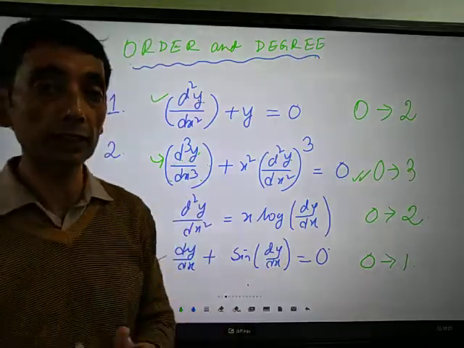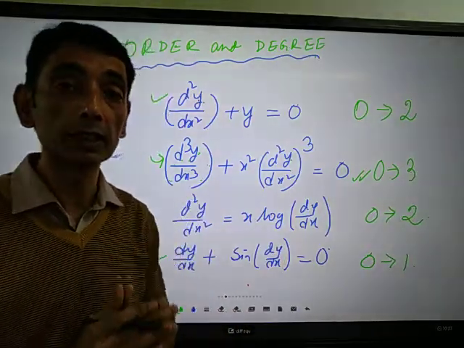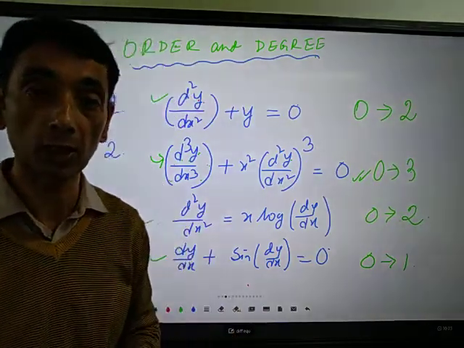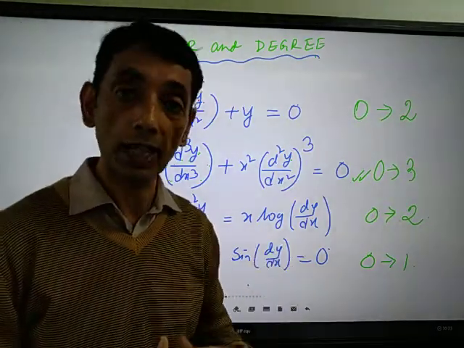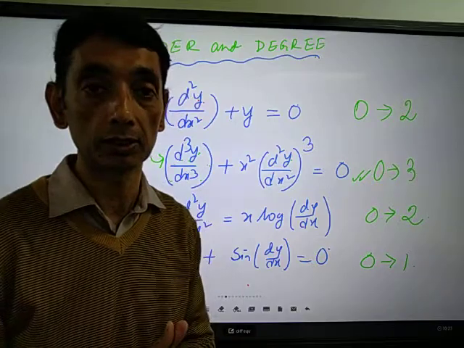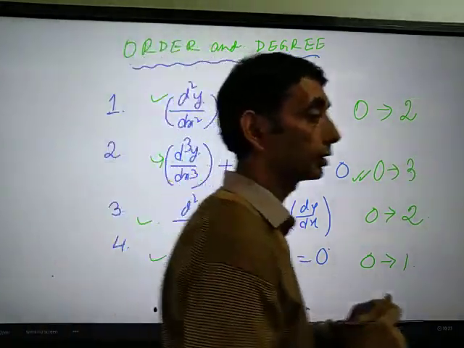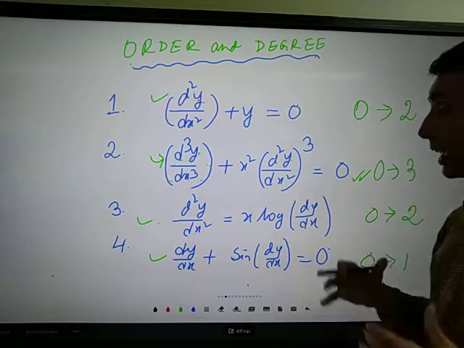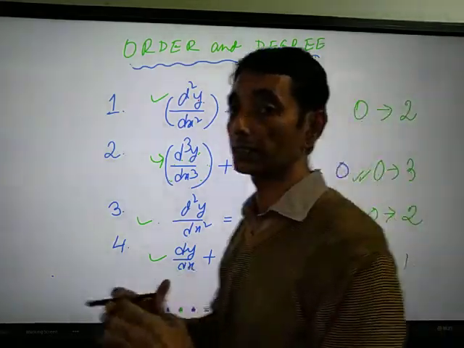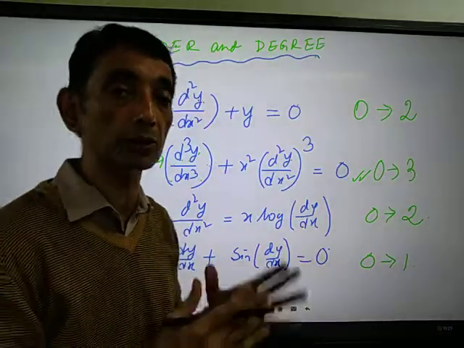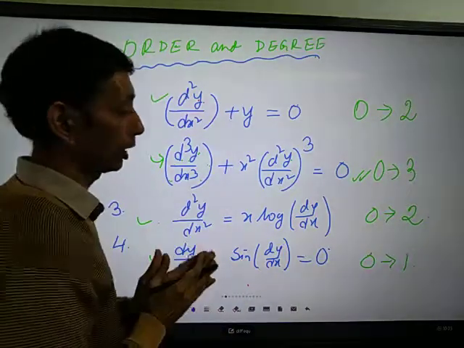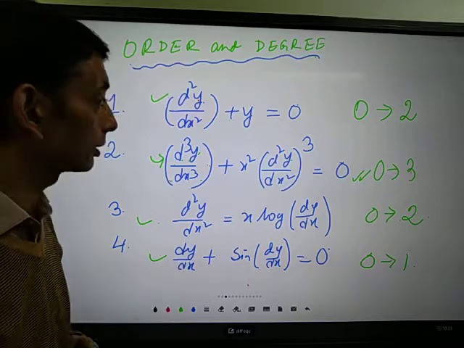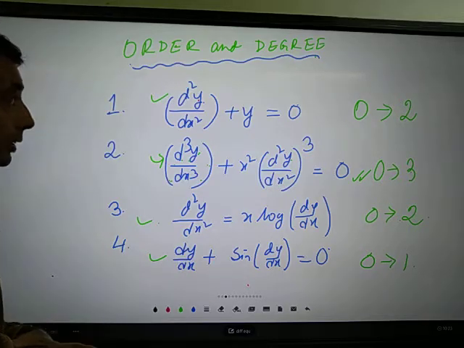Again I can repeat, the degree in a differential equation is the exponent of the highest order derivative in a differential equation. And remember this exponent has to be a positive integral index. In case the positive integral index is not there, you can simplify and try to bring it into positive integral index. Now one by one we'll try to find the degree.